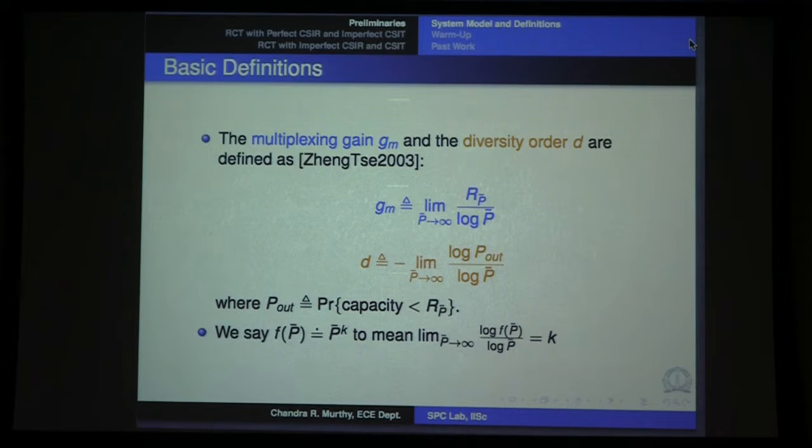Outage probability itself is defined as the probability that the capacity of the channel is below R P bar. And so what you often end up doing is to find upper bounds or outer bounds on the outage probability, and that leads to an achievable diversity multiplexing gain trade-off. One small notational thing is that we are going to use this f(P bar) dot equals notation. So f(P bar) dot equals P bar to the K is used to mean that the log of f(P bar) divided by log P bar, as P bar gets large, becomes equal to K.